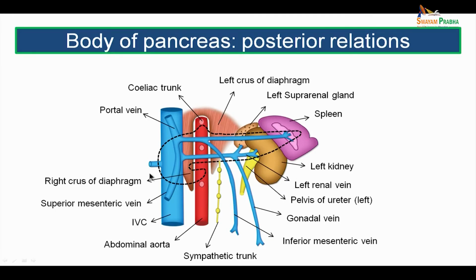The same is seen here in this picture, the dotted outline of the pancreas, and this is the posterior surface of body of pancreas related to abdominal aorta, left crus of diaphragm, the sympathetic trunk, the left suprarenal gland, the left kidney, pelvis of left ureter and the veins which are seen related to these structures, that is the left suprarenal vein, the left renal vein and the left gonadal veins.